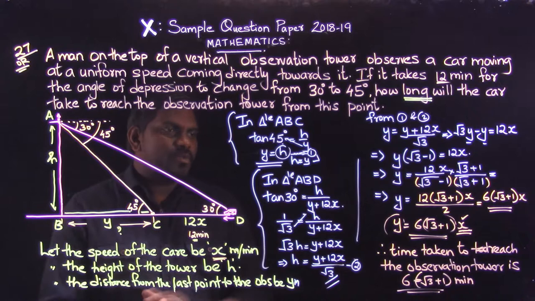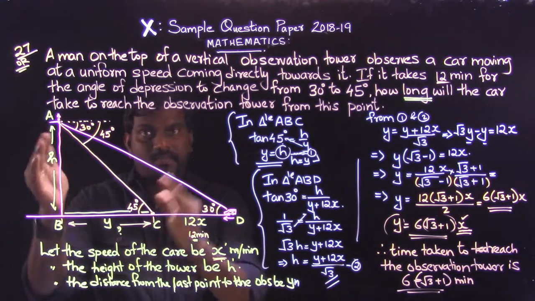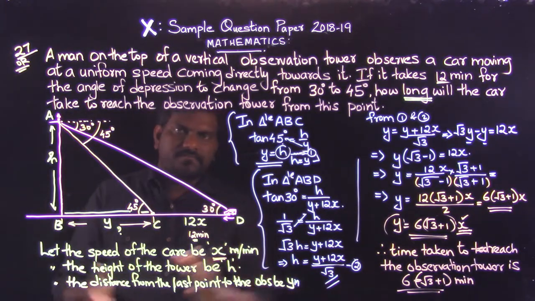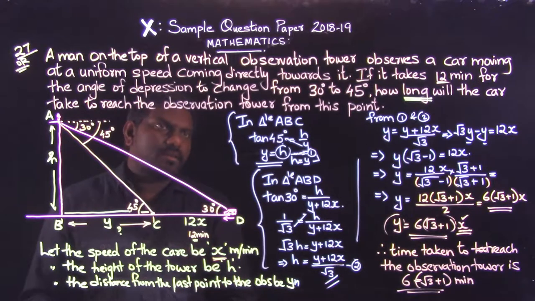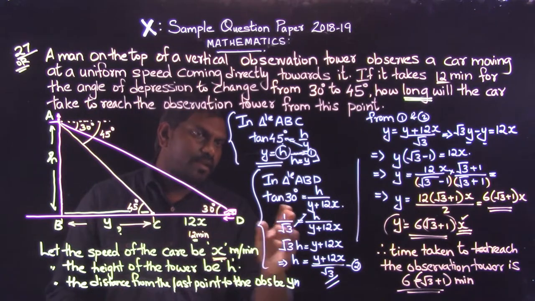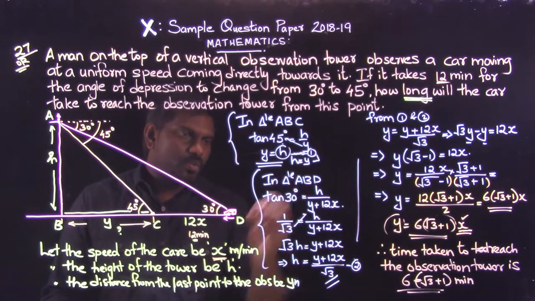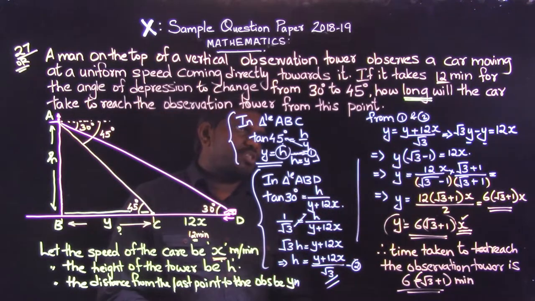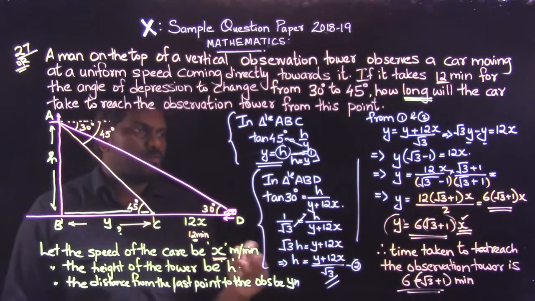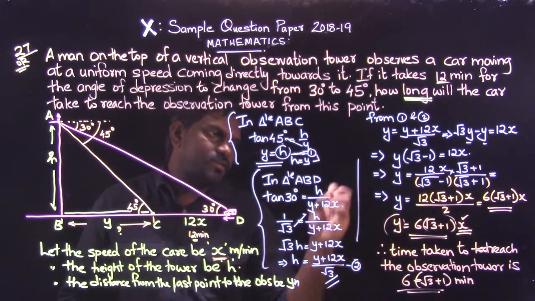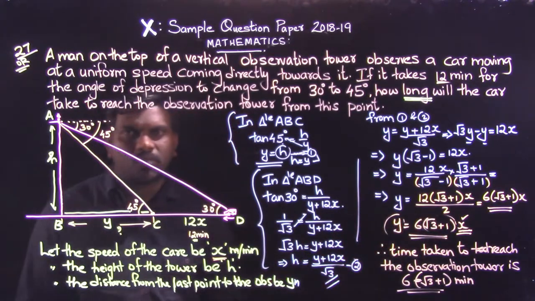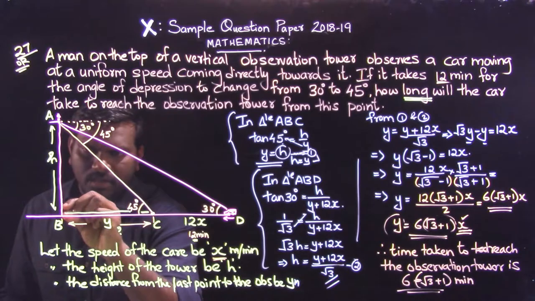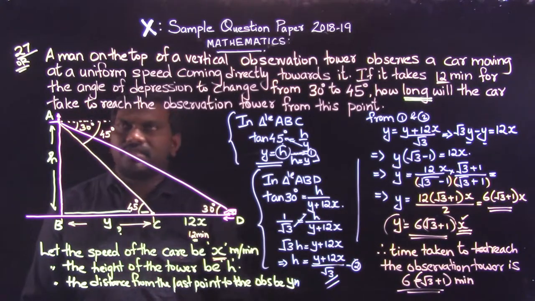So this is how I solve this question. You need to take the diagram properly, otherwise you are not gonna get the answer. Once you get it, arrange appropriately, then compare the trigonometric ratios, tan 45 and tan 30. You get to see that I got h in both of these. I just compared these two and formed an equation, and from there I get what y is equal to. What I'm getting here, 6 into (root 3 plus 1), is gonna be the time taken for the car from here to reach the tower. Got it? That was question 27.